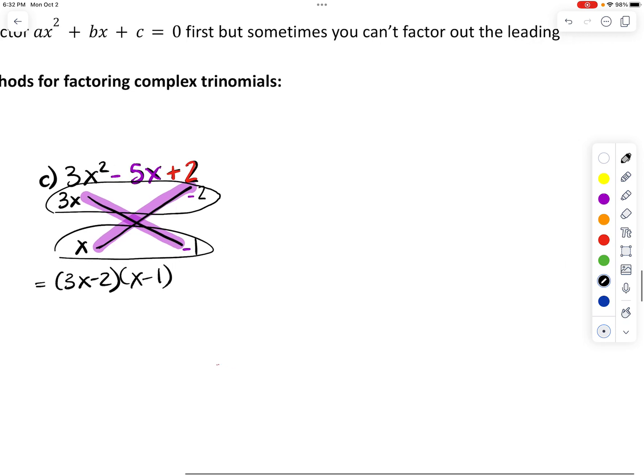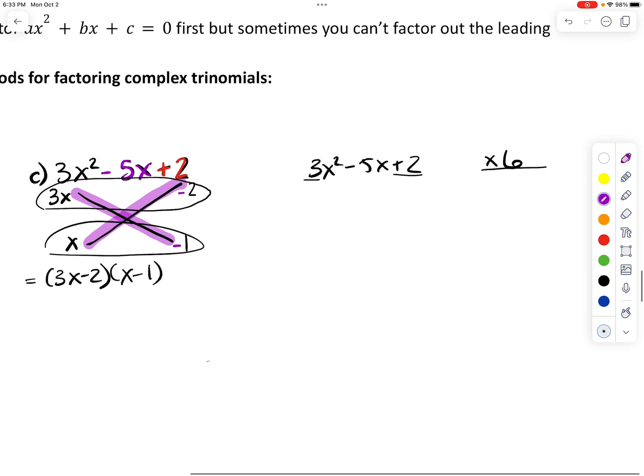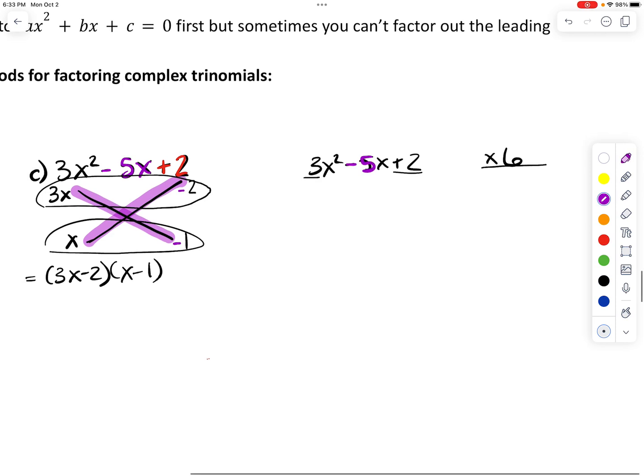Same question for decomposition. I want to find things that multiply to 3 times 2. So I want them to multiply to 6, and then I want them to add to negative 5. So what can multiply to 6? 1 and 6, or 2 and 3?